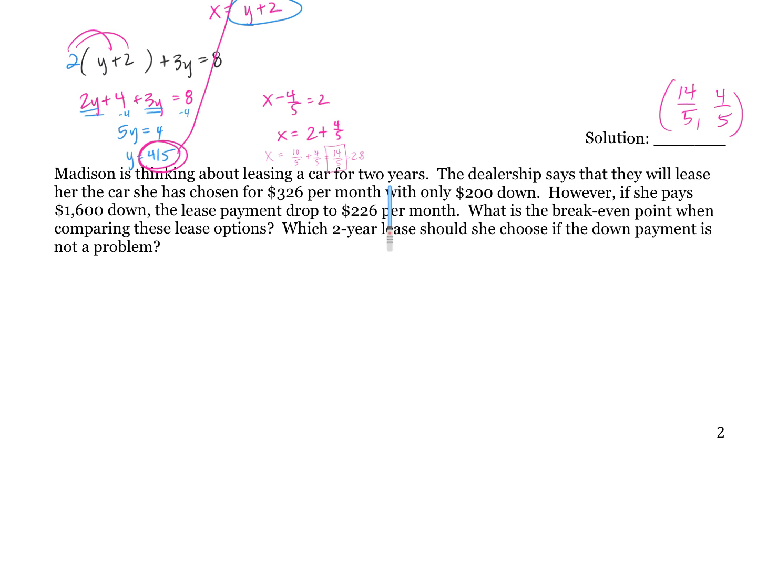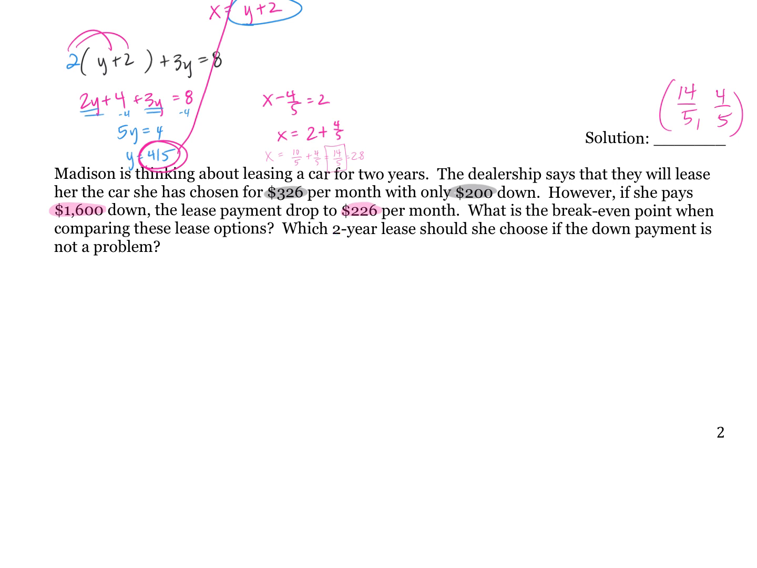For a leased car, we've got to lease a car for 2 years, get us through high school, if you will. The dealership says they'll lease her a car that she has chosen for $326 a month with only $200 down. Maybe that's potentially reasonable for you guys. What if we paid $1,600 down? That's a lot more down, but we're only paying $226 a month then. What's the break-even point, i.e., where do those intersect, to figure out which is a better option for her if she's doing a 2-year lease?